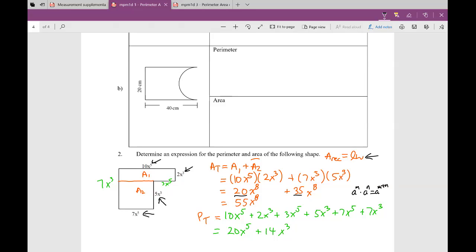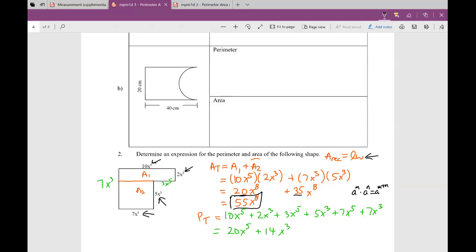And we do the same thing for the area 2. Of course, now we have 2 like terms, 20x to the 8 plus 35x to the 8. 20 plus 35 is 55. So 55x to the 8 is the final answer.